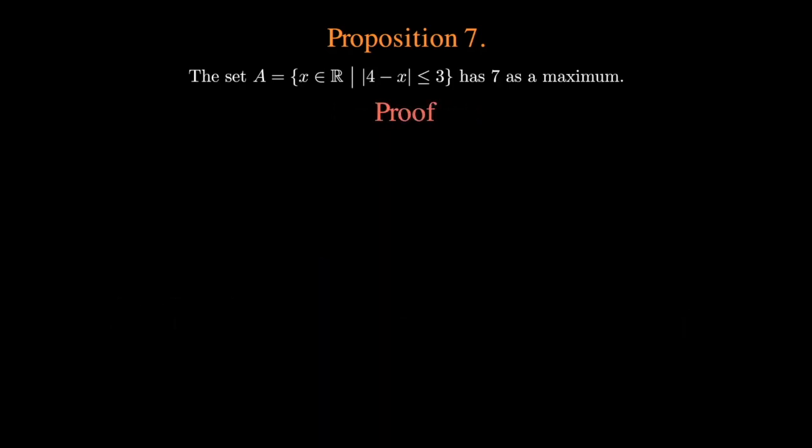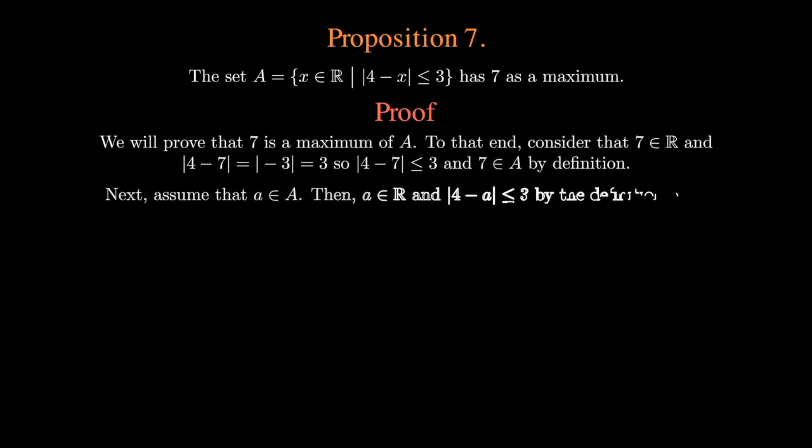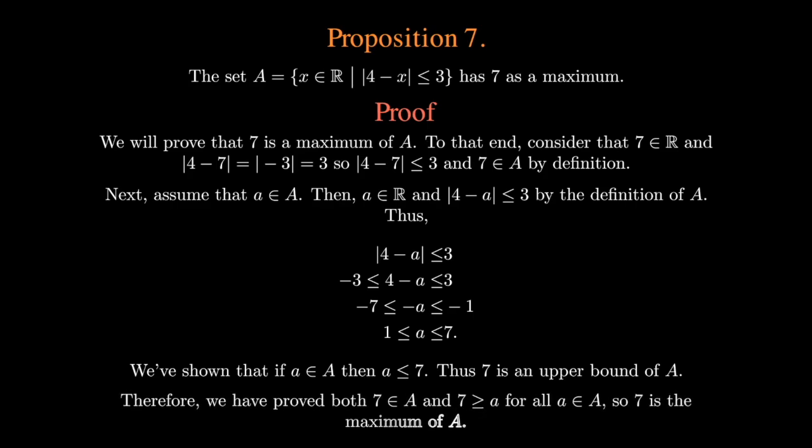For the proof, we'll start by showing that 7 is in our set A. Then, we'll pick some arbitrary value within A and use our scratch work to show that 7 will be an upper bound of the set. Since we showed that 7 is both in A and is an upper bound, we satisfy the conditions for 7 being a maximum of the set A.